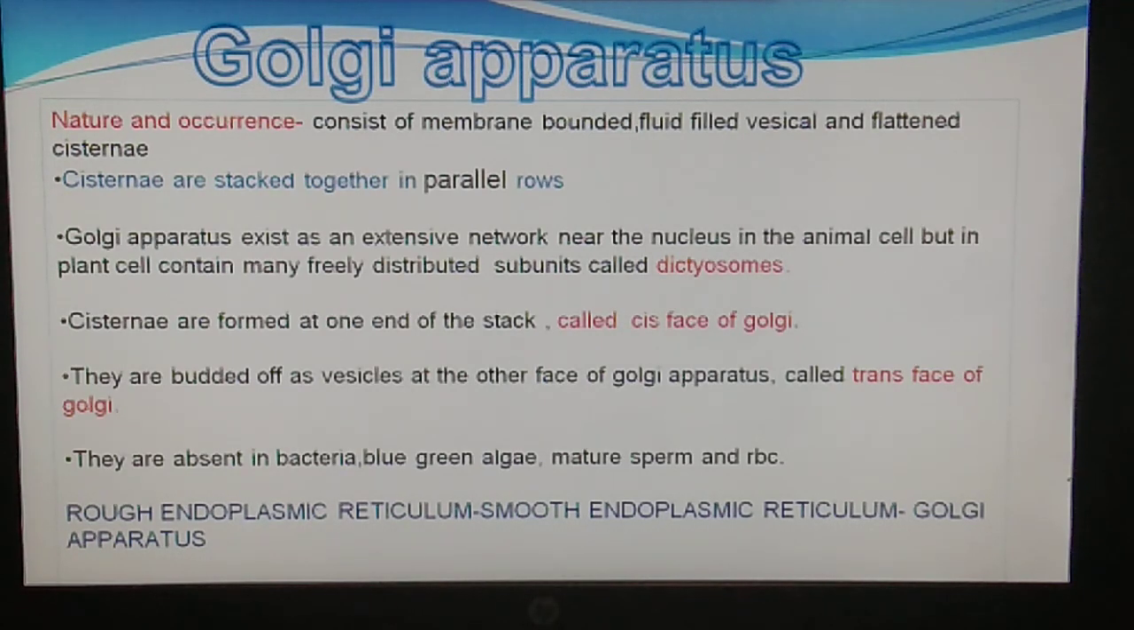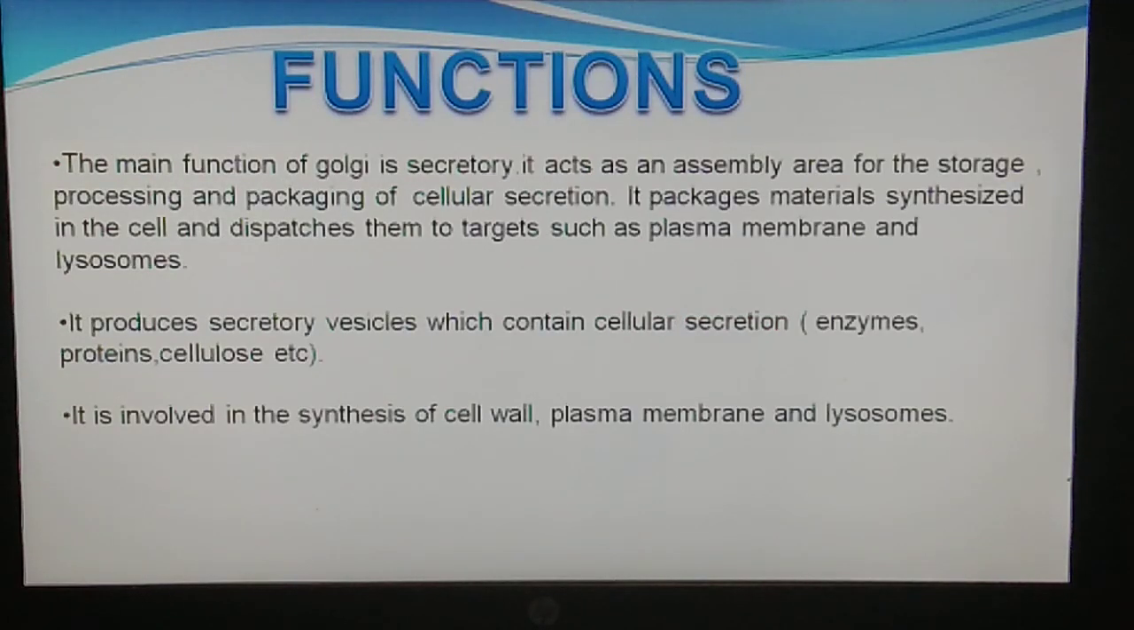Now this was all about its structure. Moving on to its functions. Now students, the main function of Golgi is secretory in nature. It acts as an assembly area for the storage, processing and packaging of cellular secretion. So students, whatever is being secreted by the Golgi apparatus is packed, stored and finally processed. And it packages materials synthesized in the cell and dispatches them to target sites such as the plasma membrane and lysosomes.